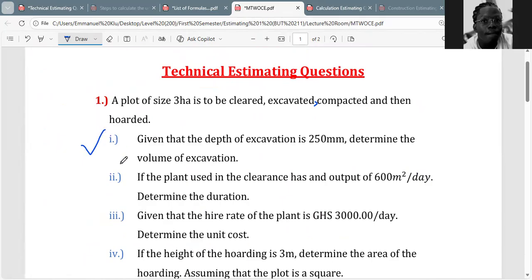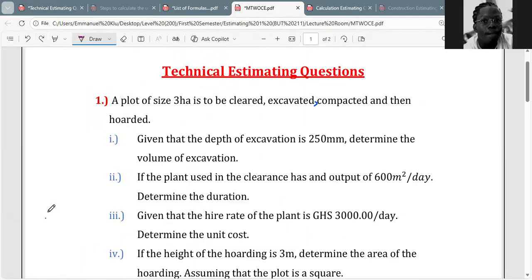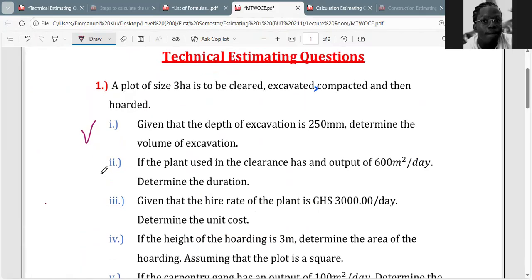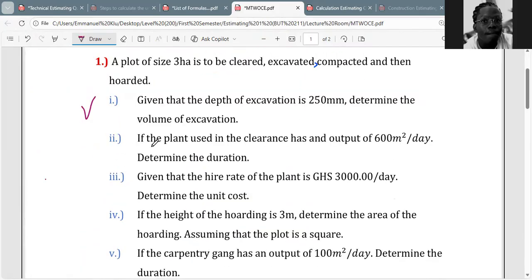I want to change the color pen for this page. Okay. So we are done with this one. Now let's move to our next one. If the plant used in the clearance has an output of 6,000 meters squared per day, determine the duration. So we are supposed to determine the duration.